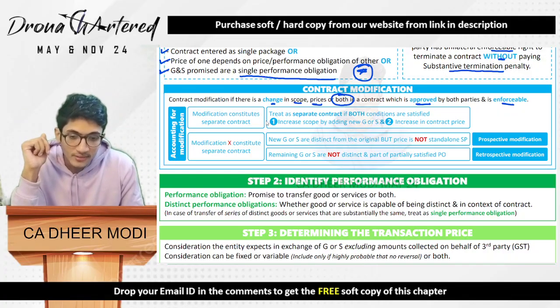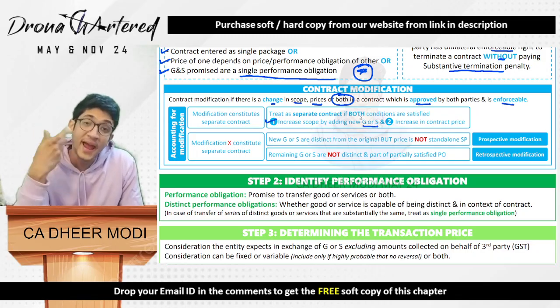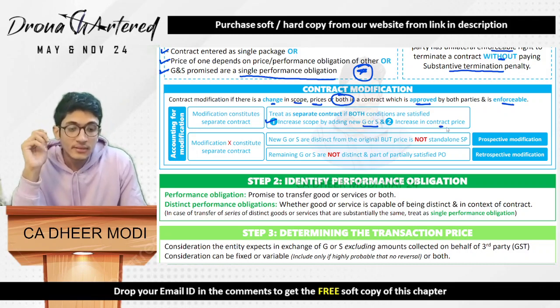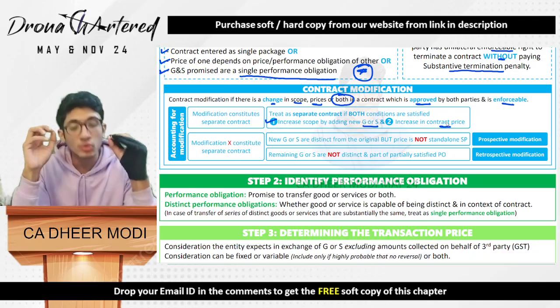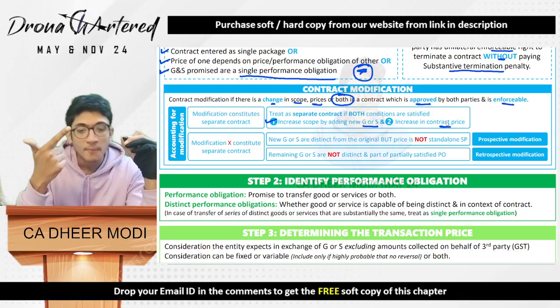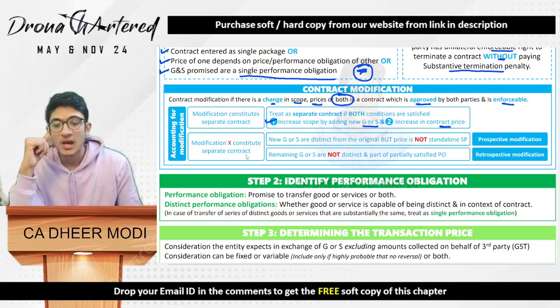First, an increase in scope by adding new goods or services. That means the scope has been increased by adding new goods or services. And second is an increase in contract price. So if both of these are satisfied, that means there is a change in scope as well as a change in price. In such a case, this will be treated as a separate contract.